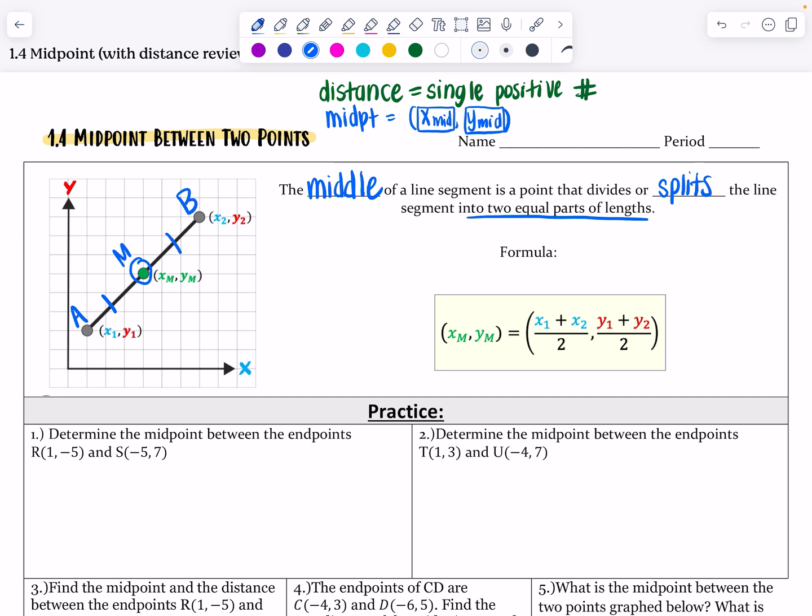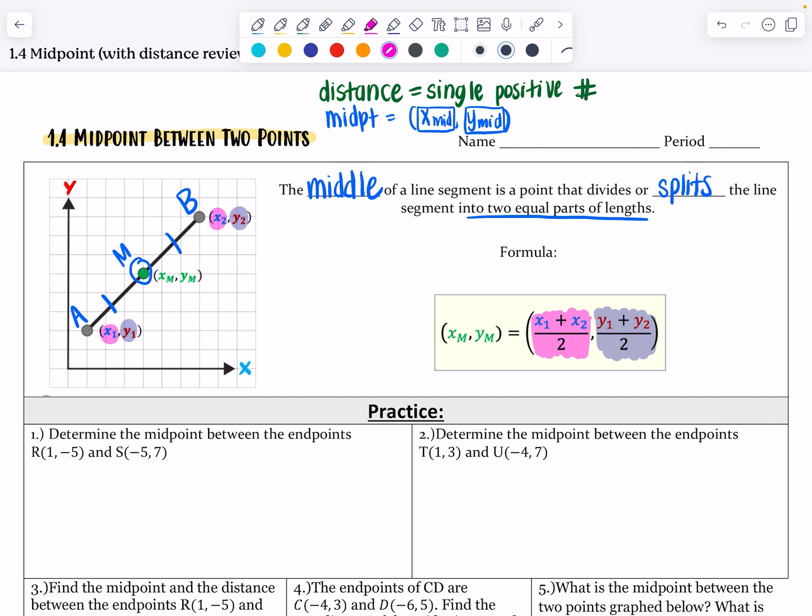And so here's my formula. It looks a little bit intimidating, but all you're doing is taking your X's and averaging them. So it's the average of your X values on the endpoints, and then the average of your Y values. Here are my Y values, here are my X values, and you're just finding the middle of those two values.